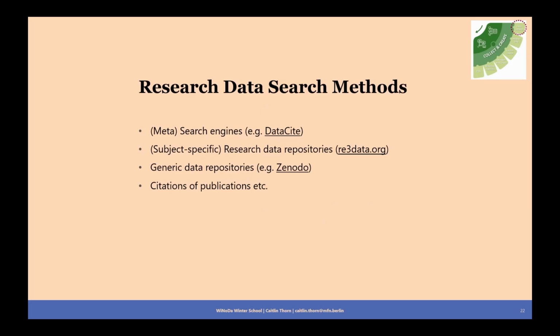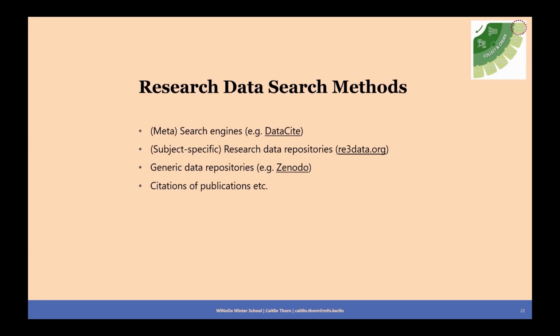You can search through metadata search engines such as DataCite. There are also subject-specific research repositories. I'll give you some examples of those later, but Re3data is basically a website which has all kinds of different data repositories for different fields listed. You can go through those and find something that might be relevant to what you're looking for. WiNoDa is a generic data repository that you can search for relevant data.